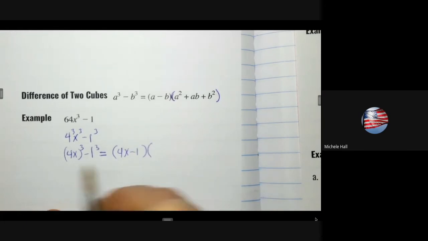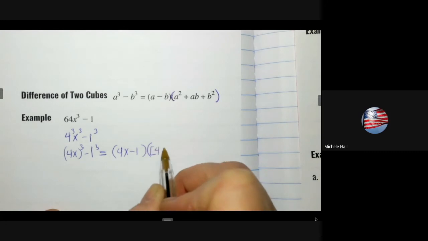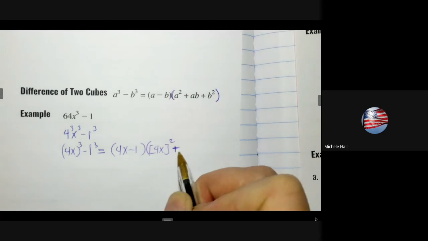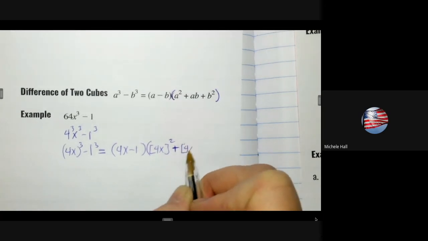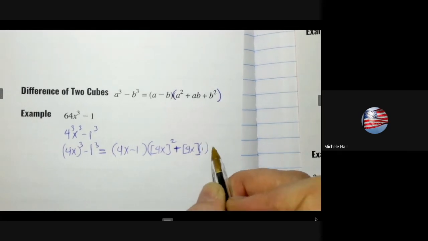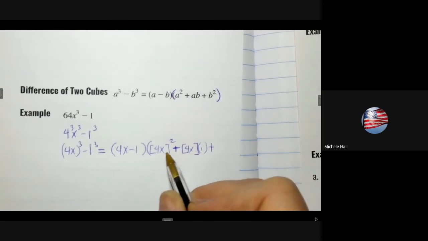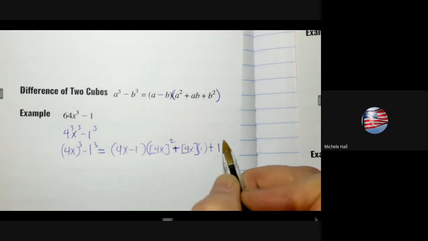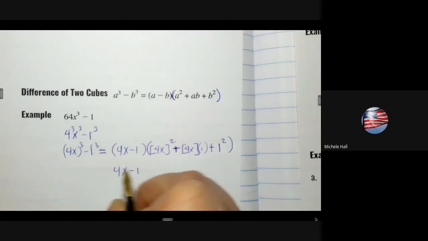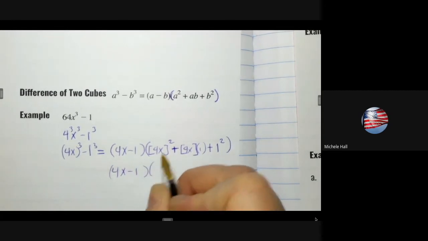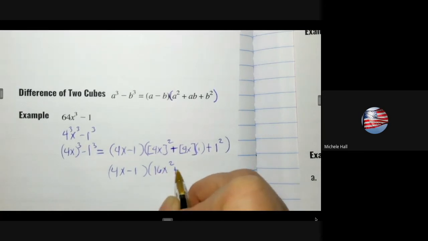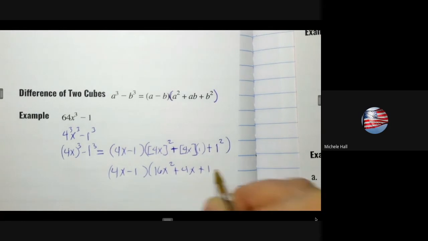Now I've used up one of the 4x's, so that means that there are still 2 of the 4x's. Plus, all plus signs. Now there is only 1 of the 4x, and this is when our 1 comes in. So I'm multiplying by 1, and then plus. Now I have no more 4x's, and there is 1 squared. And I just need to simplify. 4x minus 1, and then 4x squared is 16x squared. Multiplying these all together, we get 4x, and then 1 squared is 1.